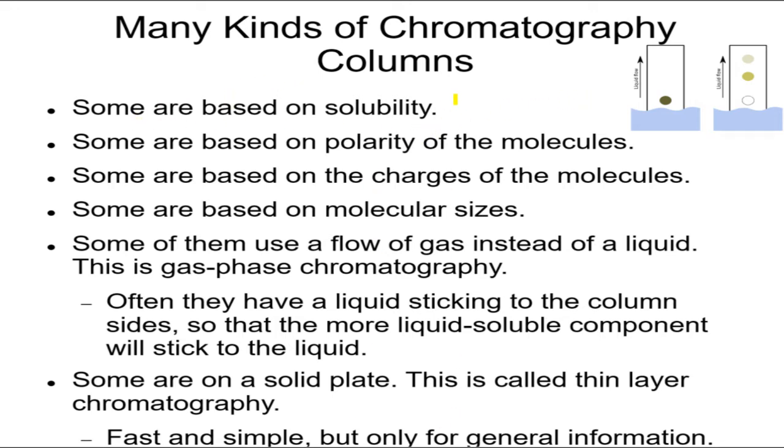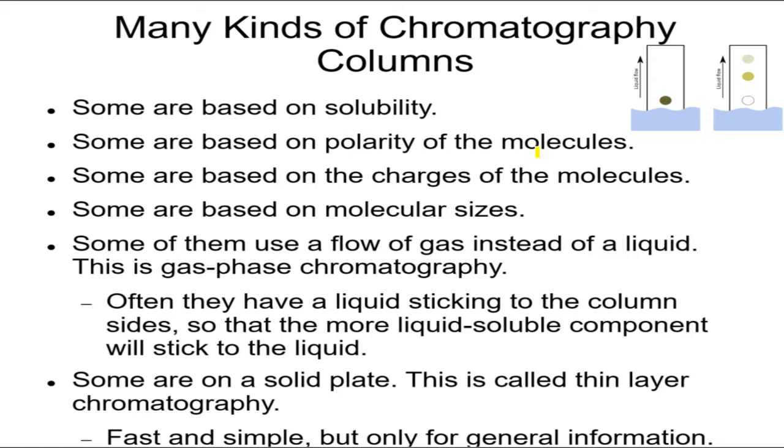So, as mentioned, the column is packed with something, and the different components stick to it in different ways. Now, some of them are based on the solubility in the eluent that you put in. The more soluble it is, the faster it'll go through. So that is one way of differentiating between the different components of the solution. Some are more soluble than others. The more soluble ones will flow through faster.